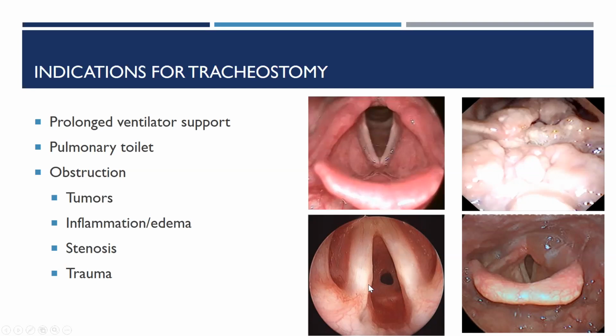We're seeing a lot of subglottic stenosis lately with people being intubated for COVID and such. And of course, trauma: if their maxilla is totally smashed in, or their mandible is totally smashed, their upper airway, then you might need a trach too.